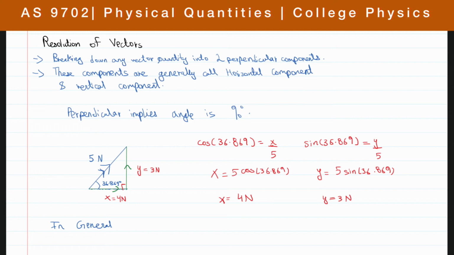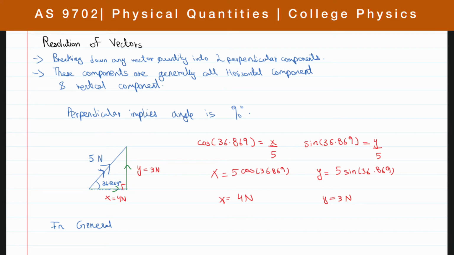These components are generally the horizontal component and the vertical component. So basically we break down any vector quantity into two perpendicular components, named the horizontal component and the vertical component. Perpendicular implies the angle is 90 degrees, as I told you earlier as well.